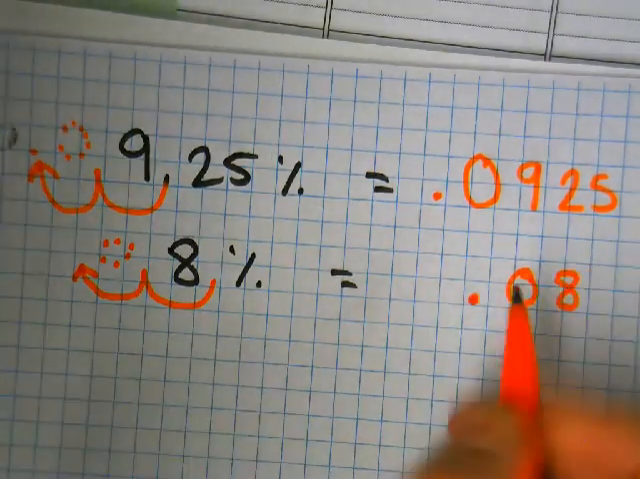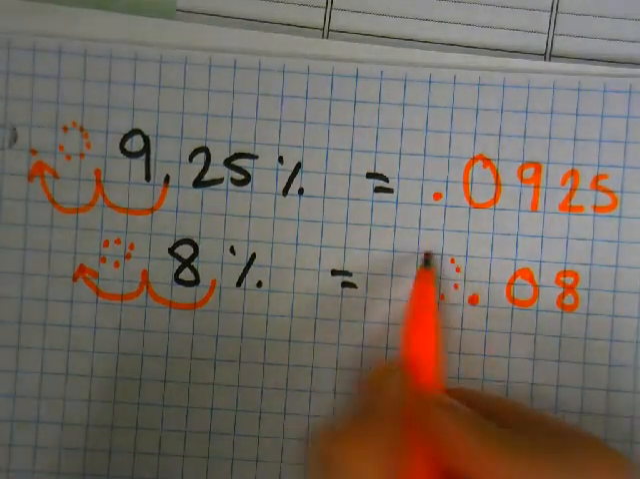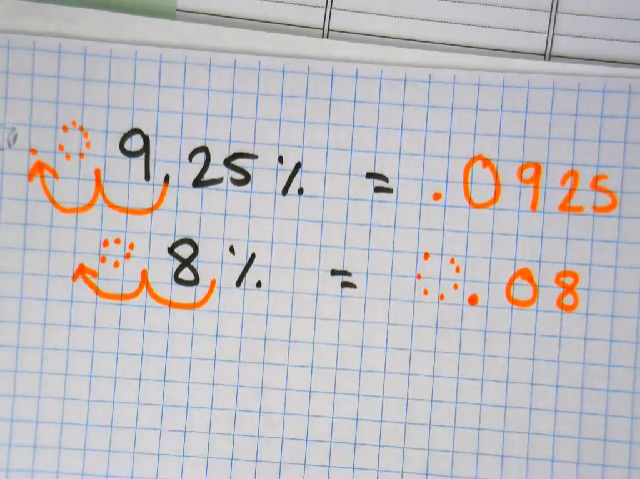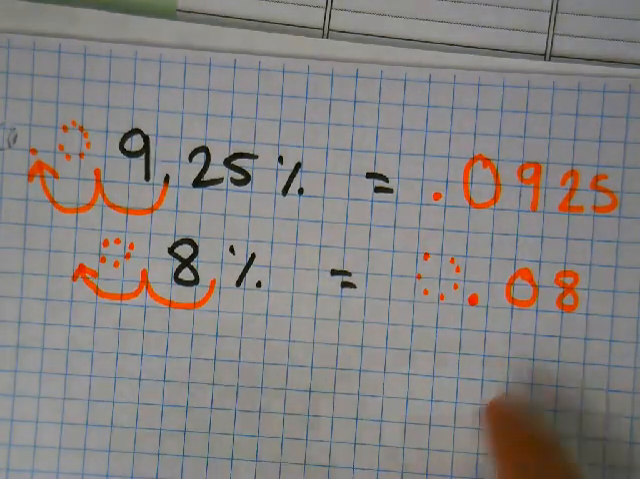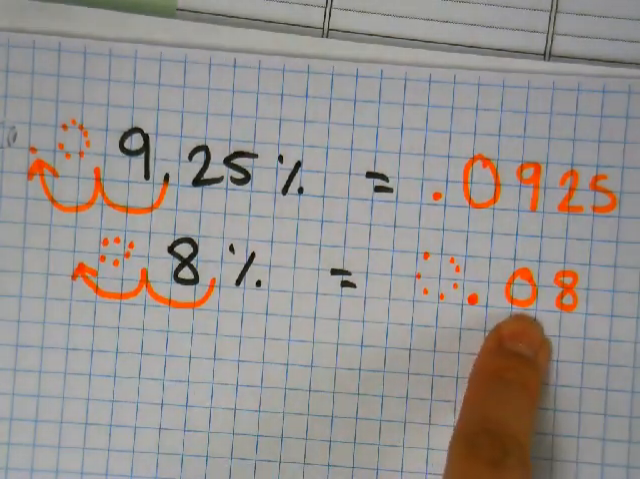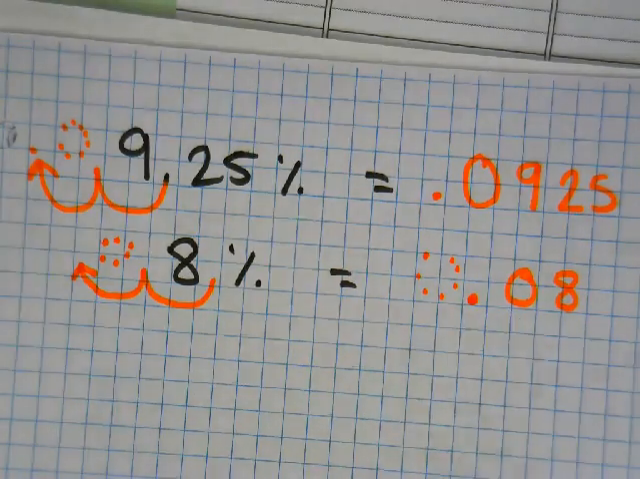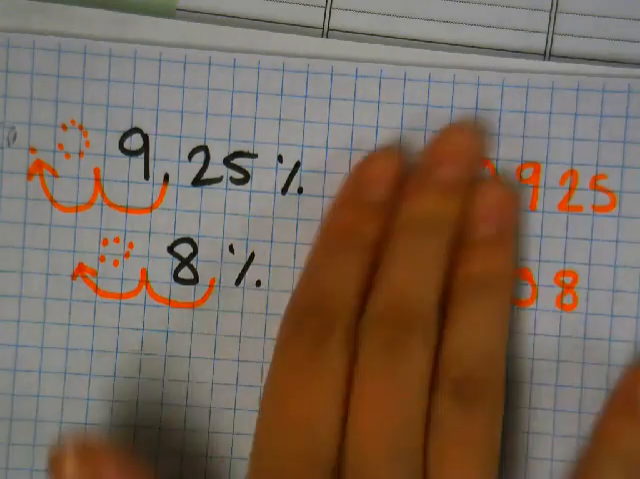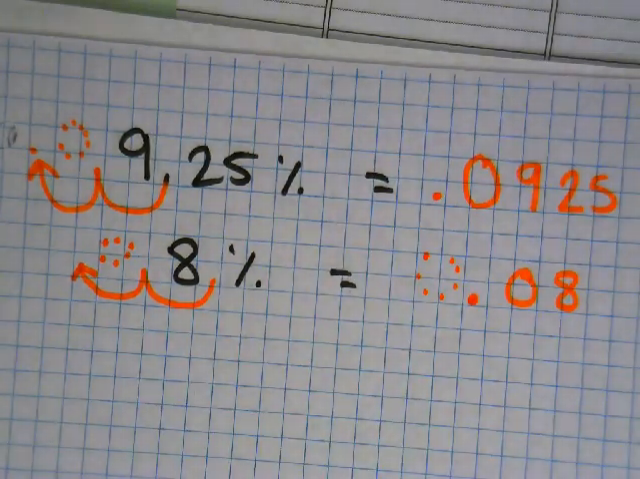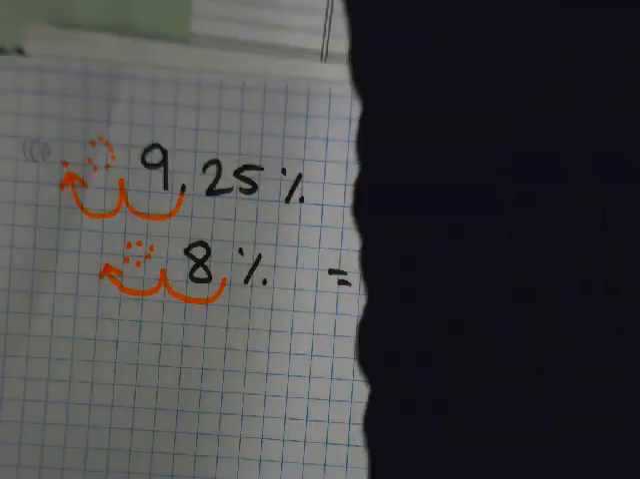0.08. Now, I usually don't write the 0 in front of it. You are more than welcome to put that 0 in front. I'm not used to it. But this is the one that you have to write. Are we okay with that? So this is like the hardest part, kids forgetting to move it twice. That's it.